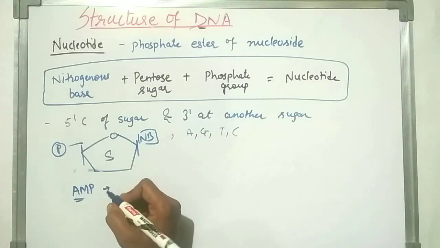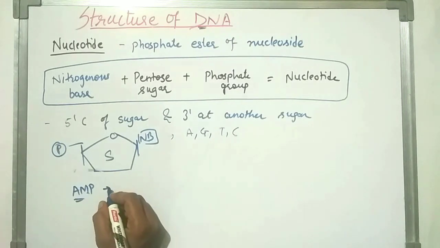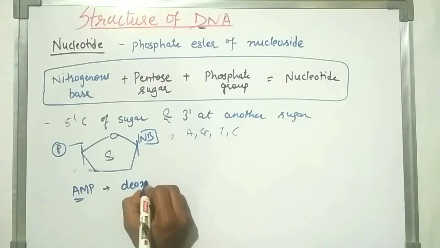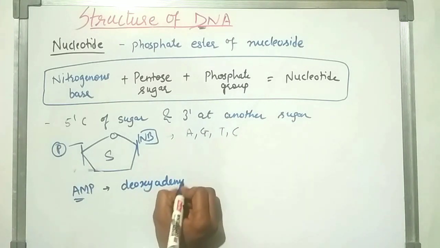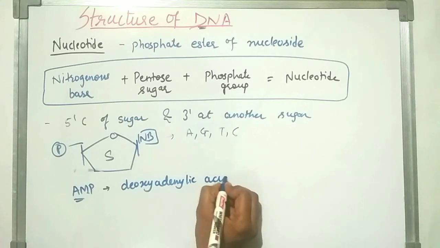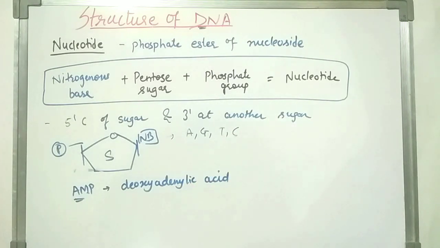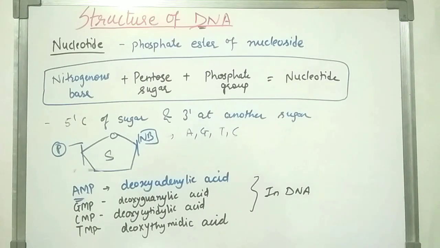What will you call this nucleotide? Deoxyadenylic acid. The same for all: GMP, CMP and TMP. Deoxyguanylic acid for GMP, deoxycytidylic acid for CMP, deoxythymidylic acid for TMP. These are for the DNA, deoxyribonucleic acid. That's why we are adding deoxy here.